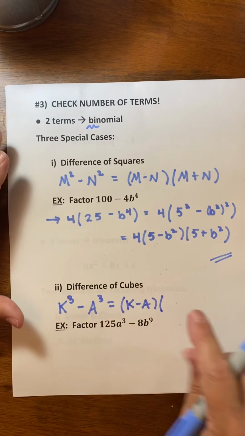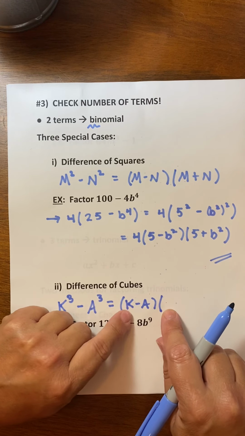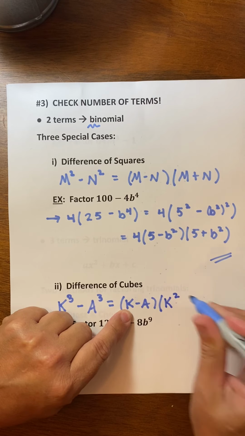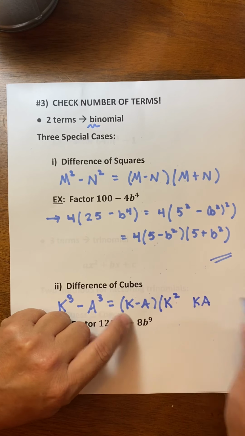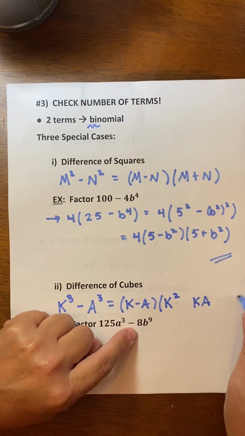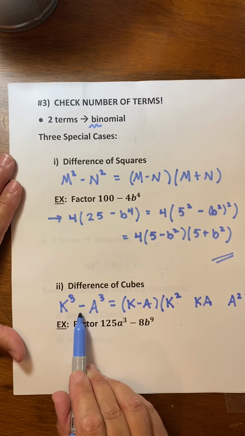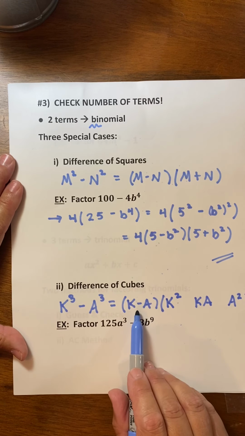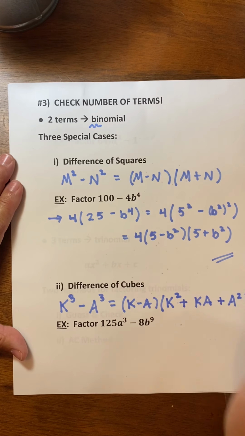And then what goes next in the second set of parentheses is whatever's here times itself. So k times k, or k squared. What goes in the middle is that times that, so ka. What goes on the end is a times a, a squared. Now we have to be careful with the signs. If we started with subtraction, we keep the sign the same. Switches signs or goes to the opposite sign, and we always end with addition.